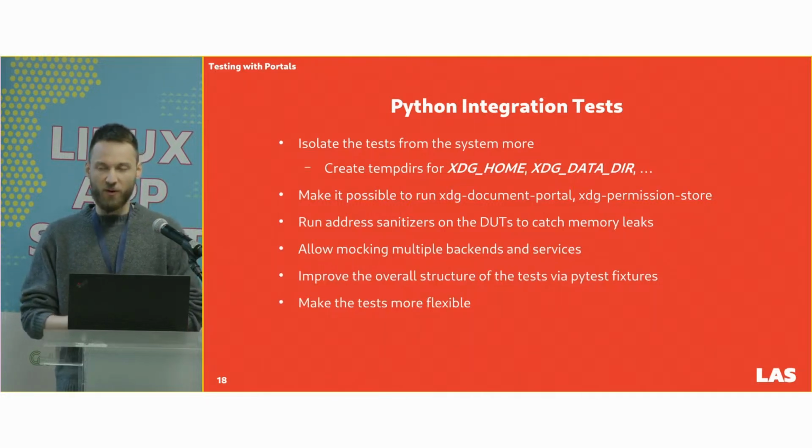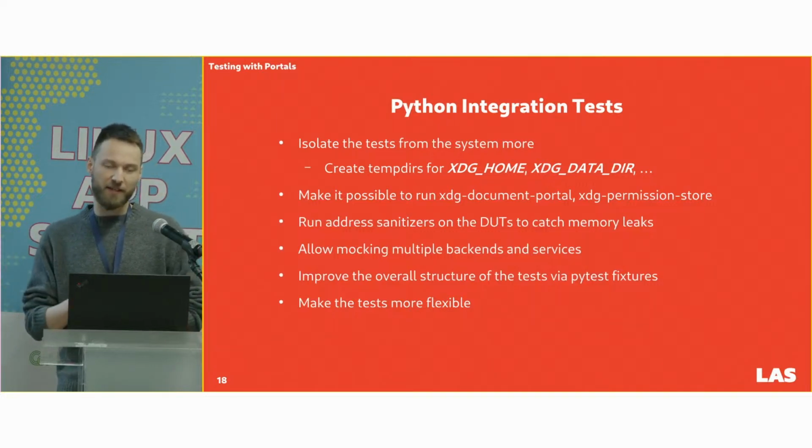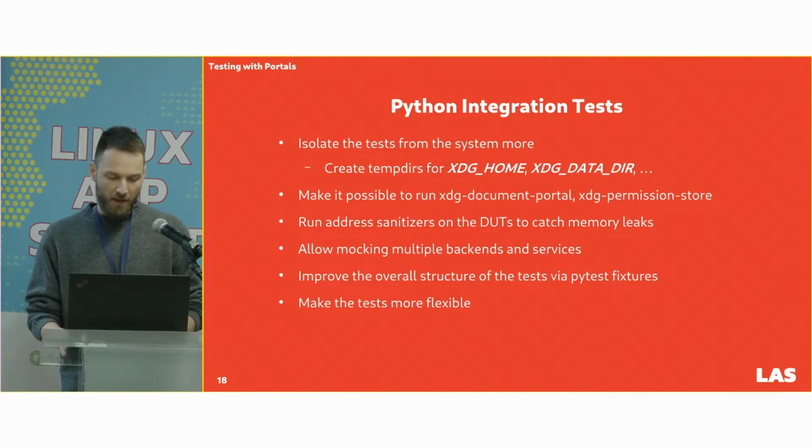Yes, you can now also run the Python tests with multiple backends, which is something that is required for some portals, because they use, for example, the access portal and the access backend, another backend, at the same time. So that was also not possible, and that's now working. I improved the foundation that Peter Hutterer laid with the PyTest setup, and I made sure that it's using fixtures and it's making everything more flexible, allowing tests to override stuff.